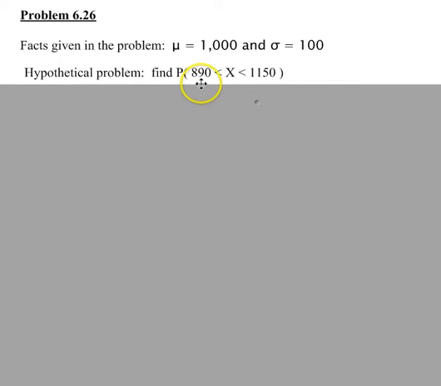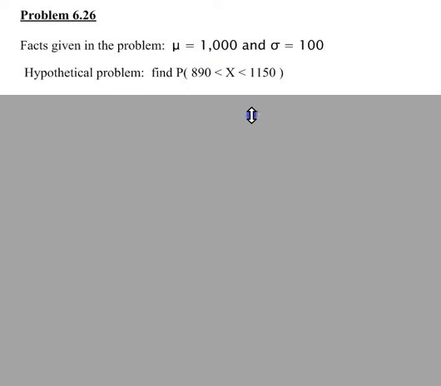for example, one of the things you might be asked to do is to find the probability that the sample mean is going to be between 890 points, whatever it is that we're talking about, and 1150. Knowing that the mean is 1000, that the standard deviation is 100, requires us to convert these two numbers, this 890 and this 1150, to a z-score.